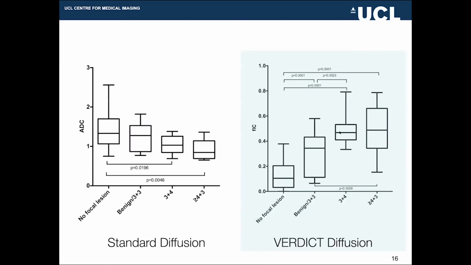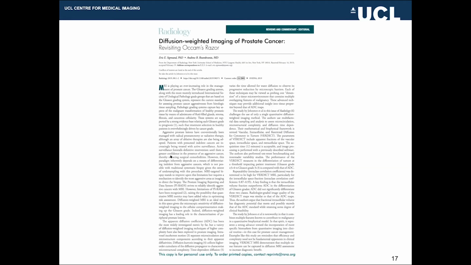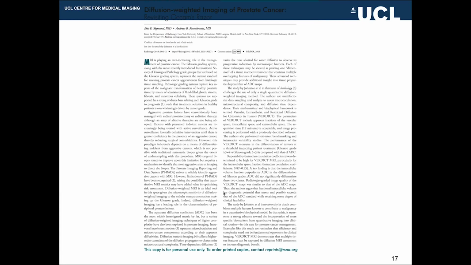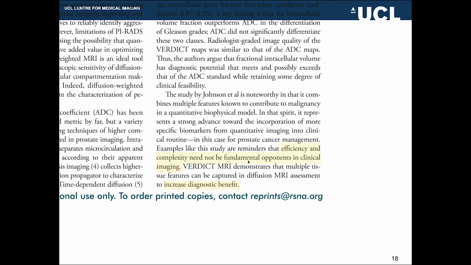That also demonstrated that if you look at significant tumors and insignificant tumors, there is a good differentiation in the intracellular volume fraction, which is derived from VERDICT, between those two groups, which isn't really present on the non-tailored standard diffusion imaging that you get. And this was the article which was written as an editorial in Radiology, and they concluded that you can do complex things and you can deliver them in the clinic, and that you can increase diagnostic benefit.